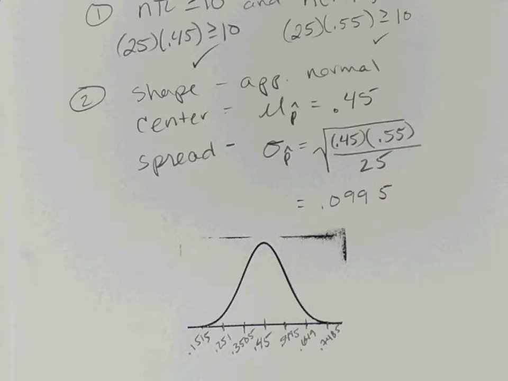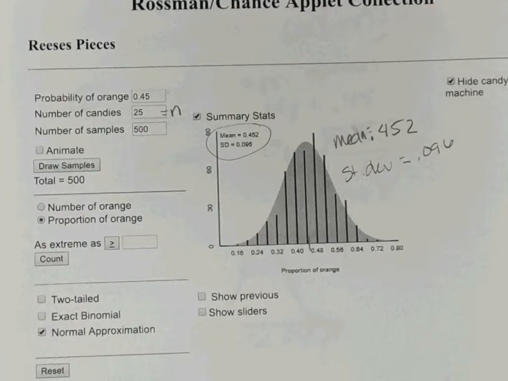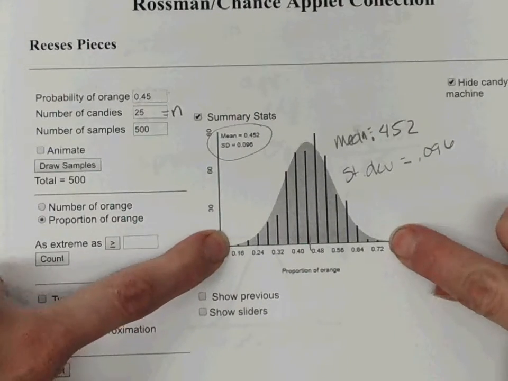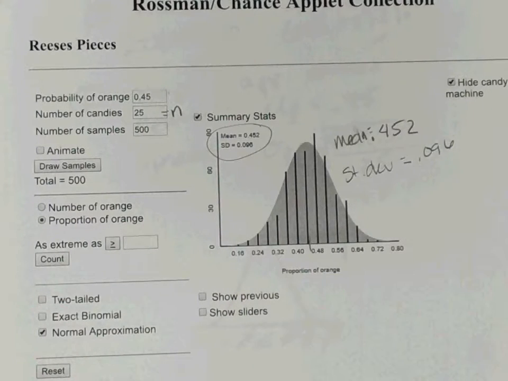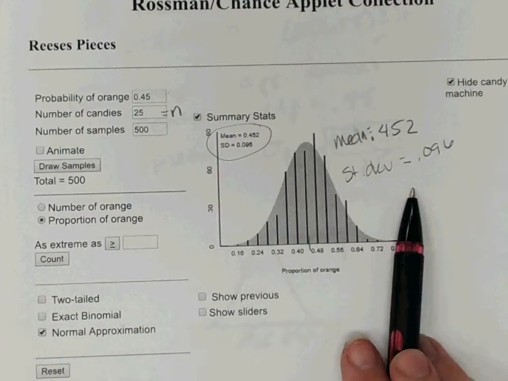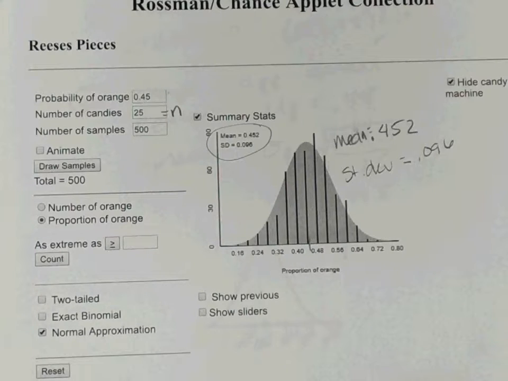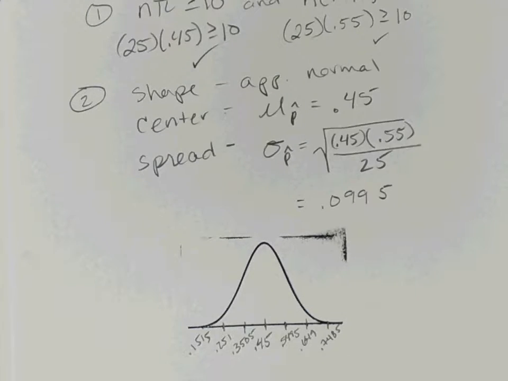All right, so if we compare that to that graph that we looked at earlier, notice this graph goes from about 15% to about 75%. And notice this graph where it goes from about 15% to about 75%. I have the same shape, the same mean, and around the same standard deviation. It's not going to be perfect because this is a simulation and we have sampling variability, but it is pretty darn close, which is what we hope for. Okay?